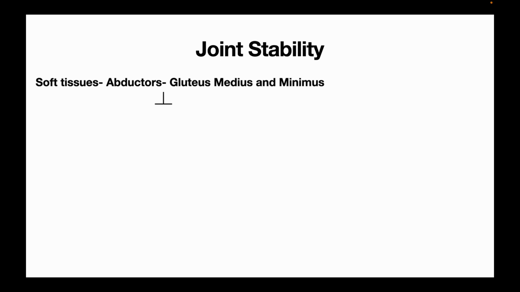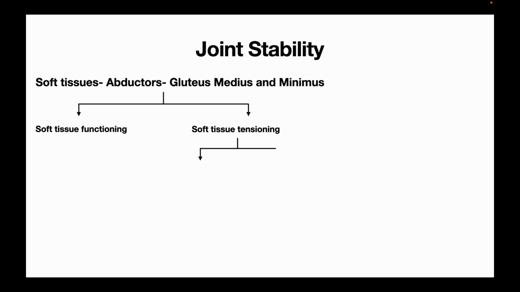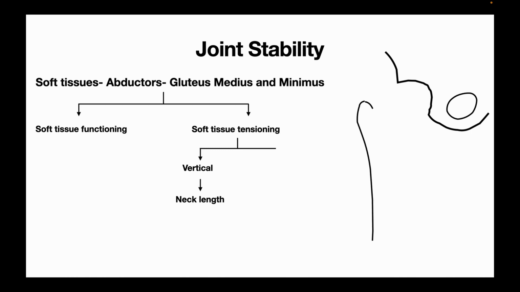Coming to understand the role of soft tissues, especially the abductors, in stability of the hip, it can be grouped into soft tissue tensioning and soft tissue functioning. In a two-dimensional plane, appropriate soft tissue tensioning in the y-axis is determined by the neck length. And neck length is the primary contributor to leg length discrepancy if inappropriately replaced.